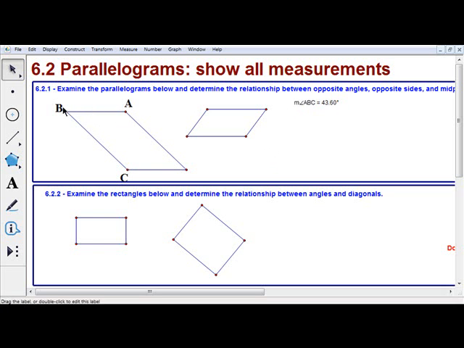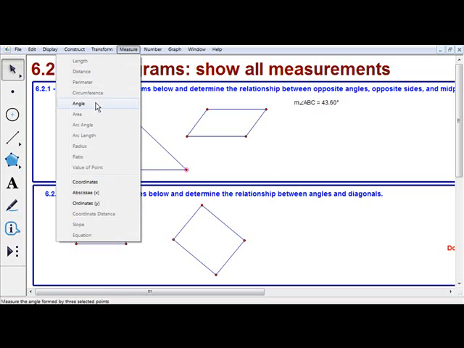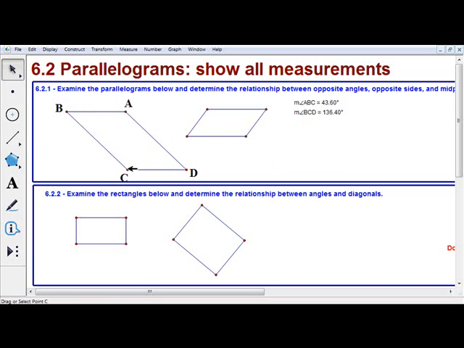So here's angle B, angle C, angle D, and angle A. Again, just selecting the points and choosing measure the angles. And what you can see right here is that these compare. Opposite angles in any parallelogram are going to be equal.